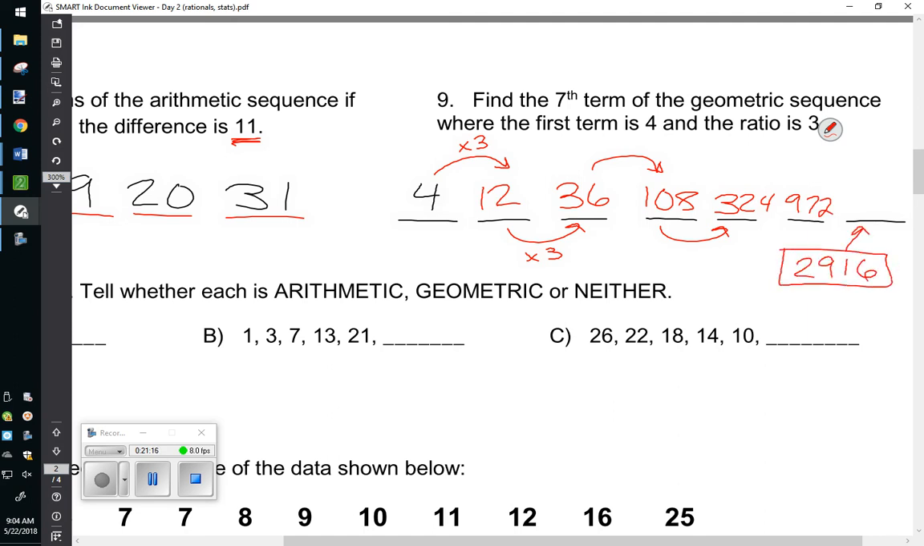972, 2,916. Just keep hitting that times 3 button until you get to the seventh one. If you write it out, you should be good there. Questions on that chunk? Arithmetic, geometric, or neither. I'm not going to do those right this second. Arithmetic means what? Adding, the same thing. Geometric means multiplying, and neither means you're not adding or multiplying the same number each time.